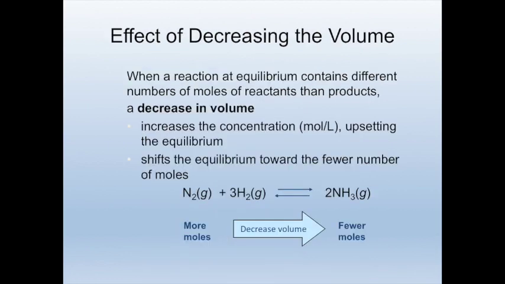So when a reaction in equilibrium contains different numbers of moles of reactants than products, a decrease in volume will increase the concentration, upsetting equilibrium, and therefore the equilibrium will shift towards the fewer number of moles.